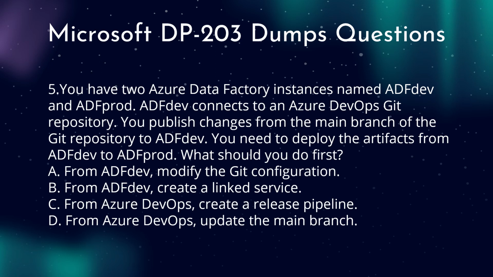5. You have two Azure Data Factory instances named ADFDev and ADFProd. ADFDev connects to an Azure DevOps Git repository. You publish changes from the main branch of the Git repository to ADFDev. You need to deploy the artifacts from ADFDev to ADFProd. What should you do first? A. From ADFDev, modify the Git configuration. B. From ADFDev, create a linked service. C. From Azure DevOps, create a release pipeline. D. From Azure DevOps, update the main branch.